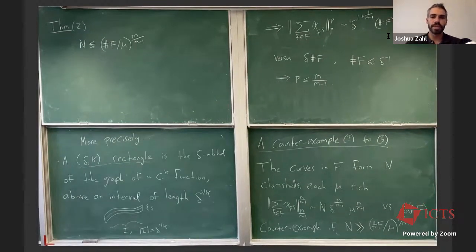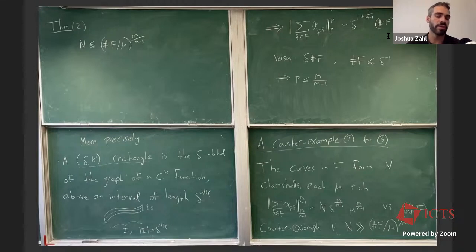So in order to be more precise, we need to talk about what a clamshell is, and we have to talk about what it means to be mu rich and things like that. So let's try to actually define that. And so let's fix some small number delta and an integer k. And I'm going to say that a delta-k rectangle is going to be the delta neighborhood of the graph of a function whose C^k norm is at most 1, let's say. And that's going to be the graph above an interval of length delta to the 1 over k. So I've drawn a little picture here of what that might look like. The interval I've called capital I. It has length delta to the 1 over k. In the middle is the graph of my function.